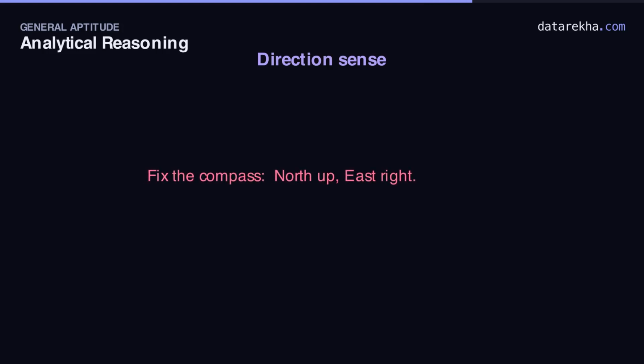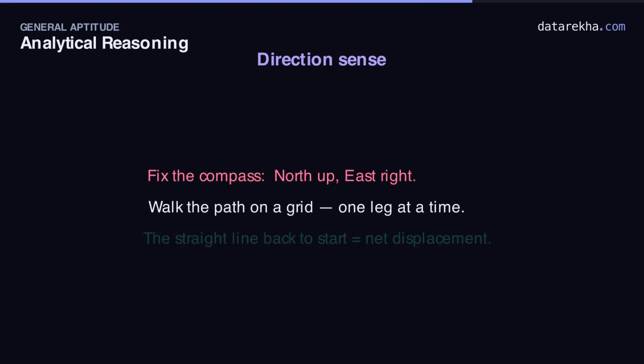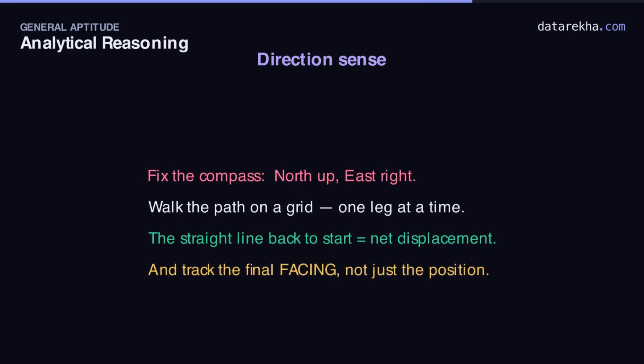Direction puzzles walk you through turns and steps. Then, ask where you end up. Don't track it in words. Pin a compass, north up, east right, and walk the grid leg by leg. The answer is usually the net displacement, the straight line from finish to start. And watch your final facing.